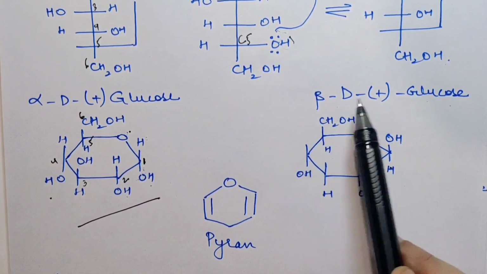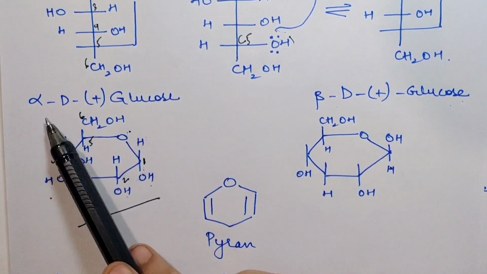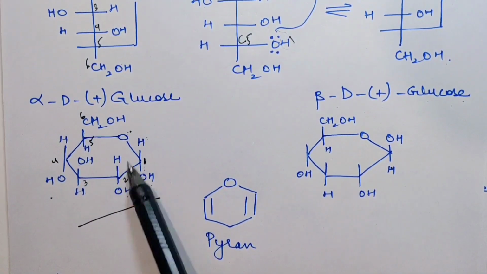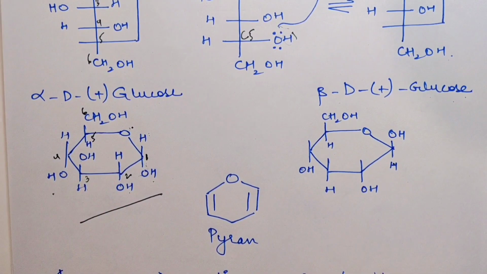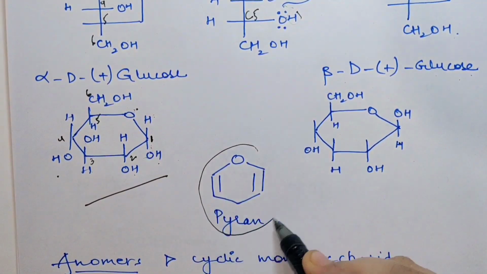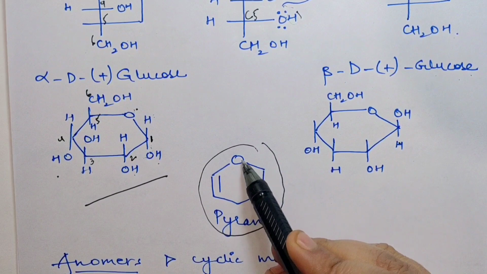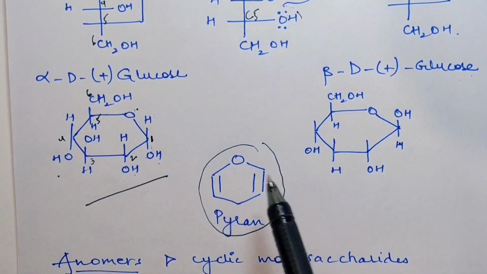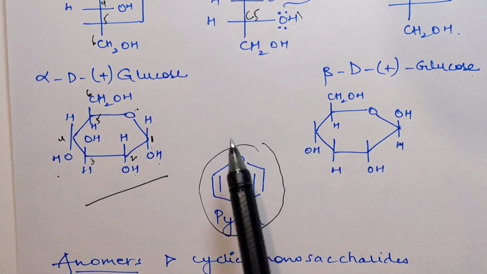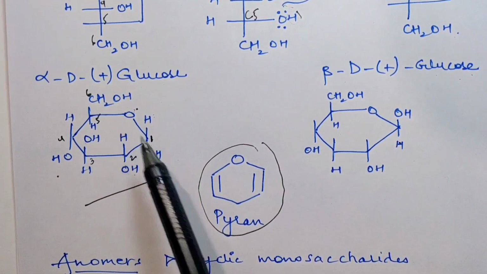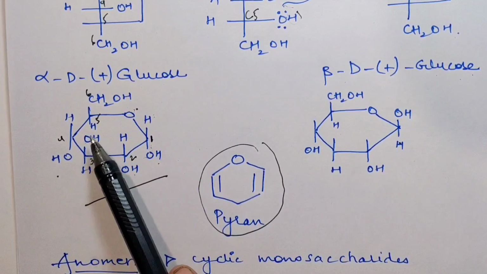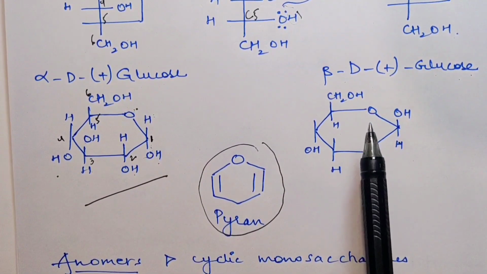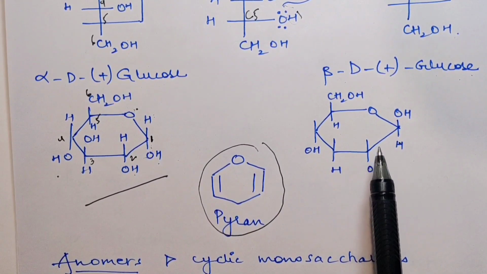Actually, it becomes your beta D glucopyranose. And this is your alpha D glucopyranose. Why pyranose? These structures are called pyranose because they resemble the pyran compound, which is a 6-membered cyclic structure with oxygen as one of the members. So this skeleton structure resembles this structure. The analogy is the same. That is why these cyclic structures of glucose are called pyranose structures.